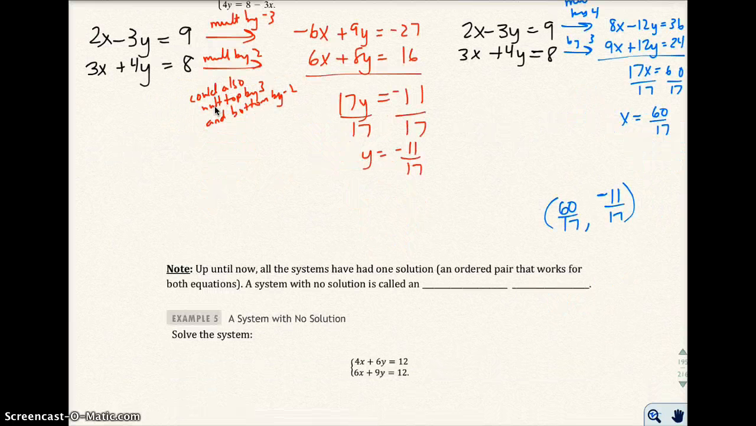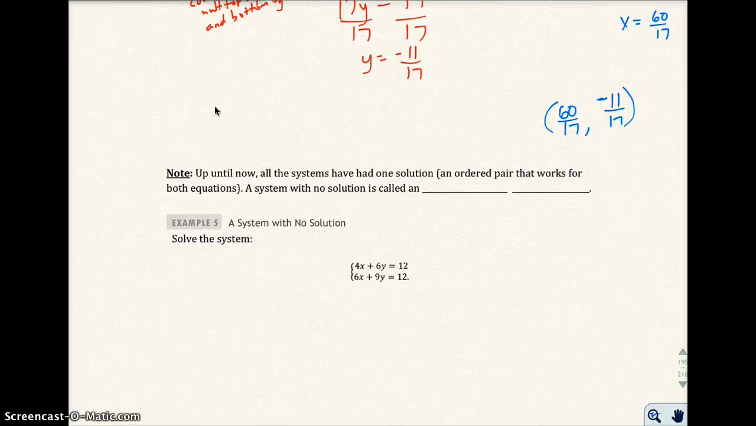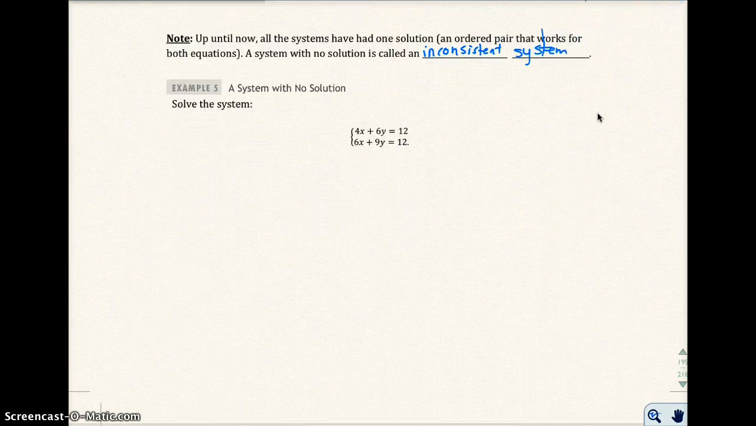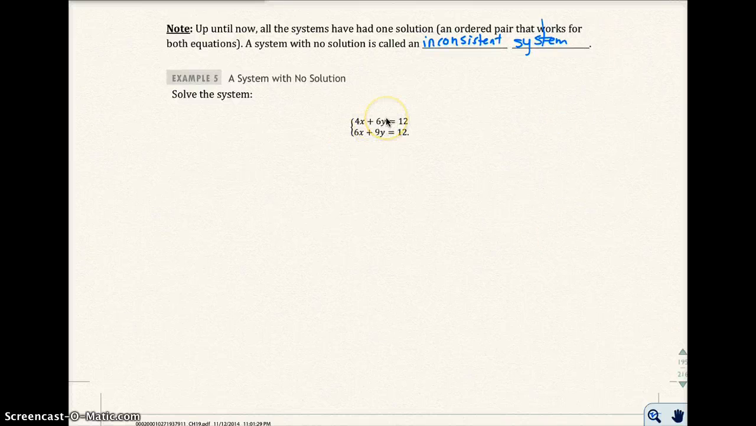Okay. Up until now, all systems have had one solution, an ordered pair that works for both equations. A system with no solution is called an inconsistent system. So let's look at this equation. If you don't know that it has no solution, you'll just start the problem like you would normally start it. You won't know until you start working.